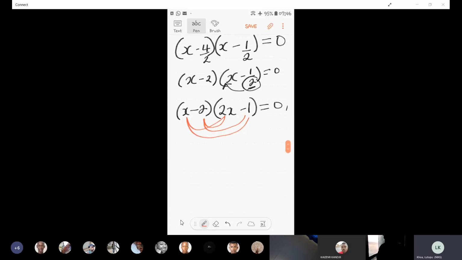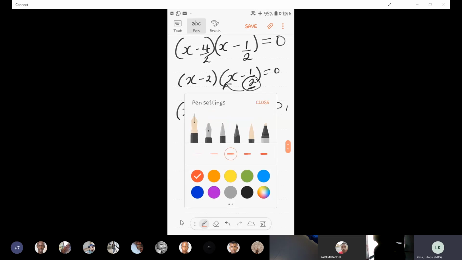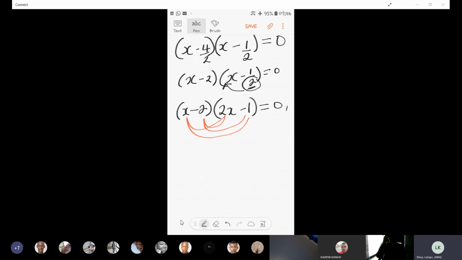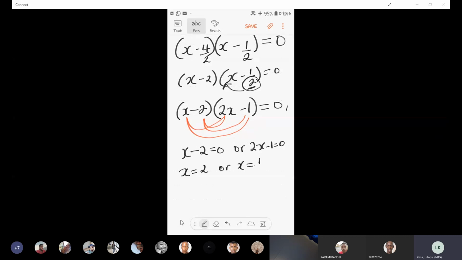Then solving quadratic equations, two brackets are multiplying. It means the first one is 0 or the second one is 0. So I have x minus 2 equal to 0, or 2x minus 1 is equal to 0. Okay, so we solve for x. I get x is equal to 2, or x is equal to a half.